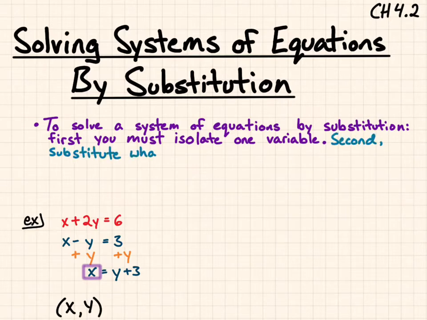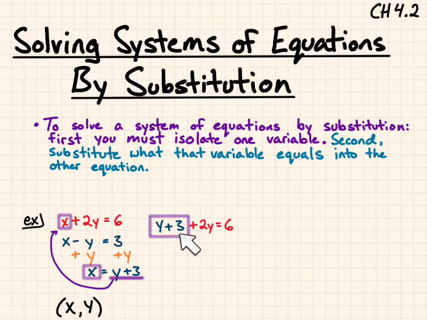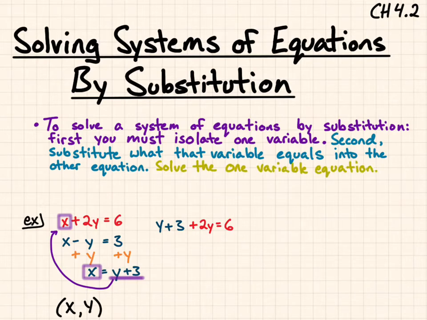Second, substitute what that variable equals into the other equation. So I want to take y plus 3 and substitute it in for x in my other equation. So I end up with y plus 3 instead of x in x plus 2y equals 6. Then I'm going to solve the one variable equation: y plus 3 plus 2y equals 6.